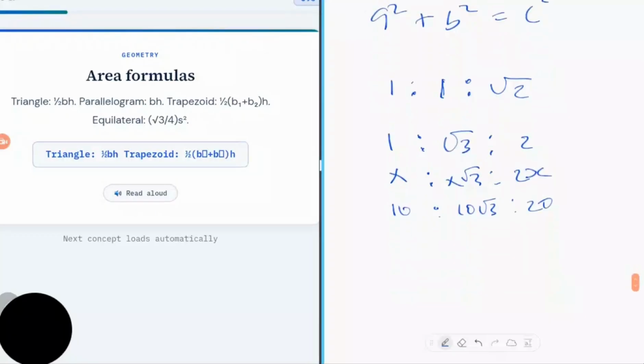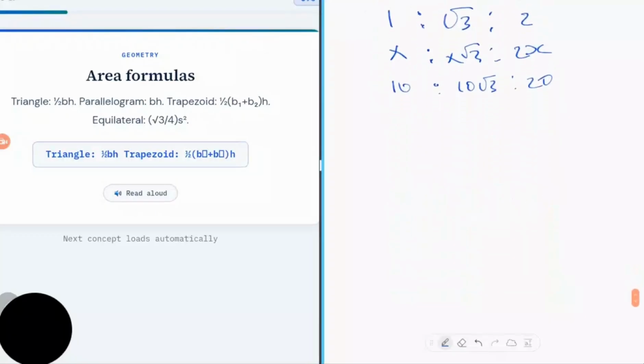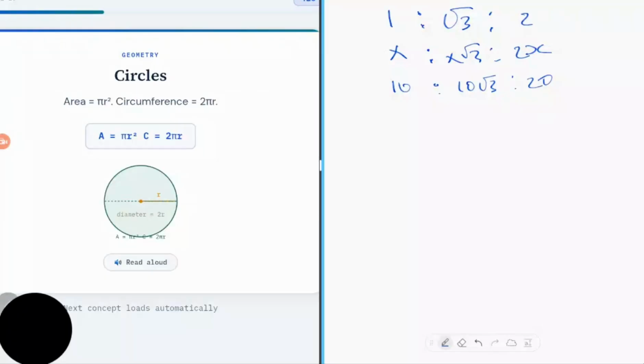Here it says the area of a triangle is half base times height. I believe you know that now. The area of a parallelogram is base times height. Sides are parallel and equal. Rectangles are parallelograms, meaning that squares are parallelograms. Circles are our focus today because of the question we have. The area of a circle is pi r squared.